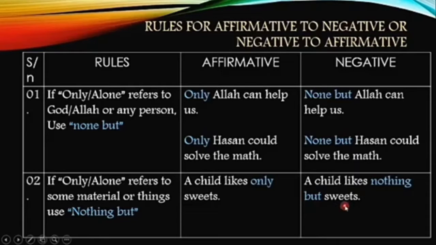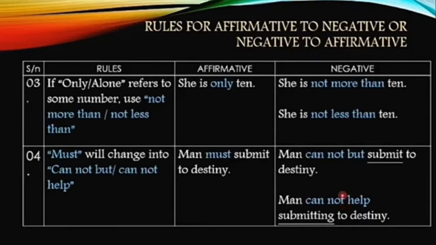Then what will happen if only or alone refers to some number? Let's check out. We have to use not more than or not less than. Example says she is only 10. That means her age is 10. She is 10 years old only and the age is not that much. That's why we are using the term only. So the negative form of the sentence is she is not more than 10 or she is not less than 10. The meaning is preserved, but the sentence has been converted into a negative structure.